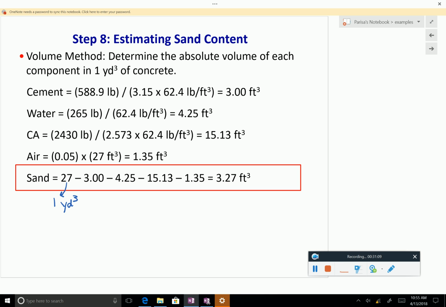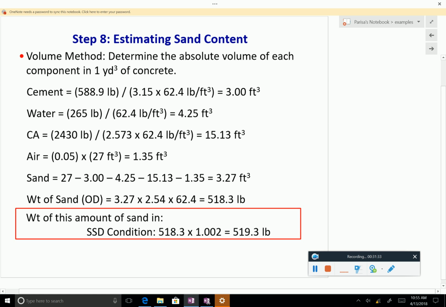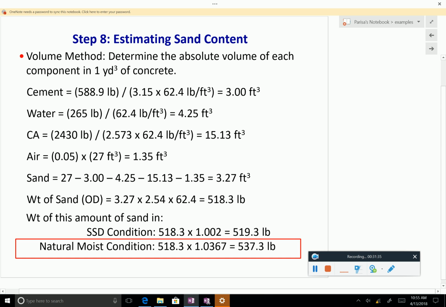And once we have the absolute volume of sand, what do I do to get the weight? Specific gravity. Here is oven dry, so you can use the oven dry to get the weight. So I get first oven dry, then SSD, then moist condition. And then you have to put this in the table and try to adjust the amount of water. That's all.